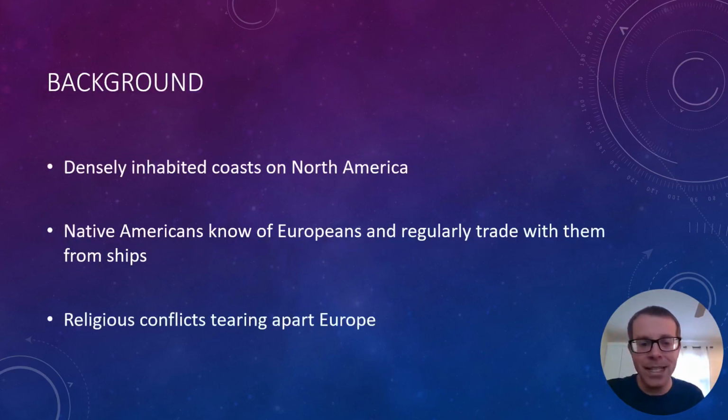So let us begin. First, there's some important background that I think we need to know before discussing the examples of different colonies in the 1500s. So first thing to know is that North America is densely inhabited on the coasts by Native Americans. Not only by the Wampanoag and the Narragansett, but also by the Powhatan Confederacy, which we'll talk about especially in the next unit. And the other key fact is that Native Americans know of Europeans.